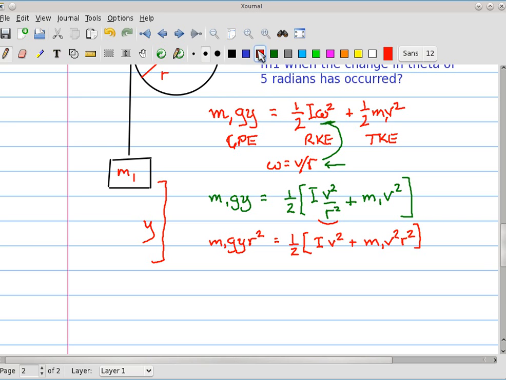Now, if you're observant, you'll note that there's a v squared now in both terms on the right hand side. So let's factor that out. That's really what we're looking for, the linear velocity. m1 g y r squared equals 1/2 v squared times this other chunk, the moment of inertia, plus something that looks like a moment of inertia, m1 r squared.